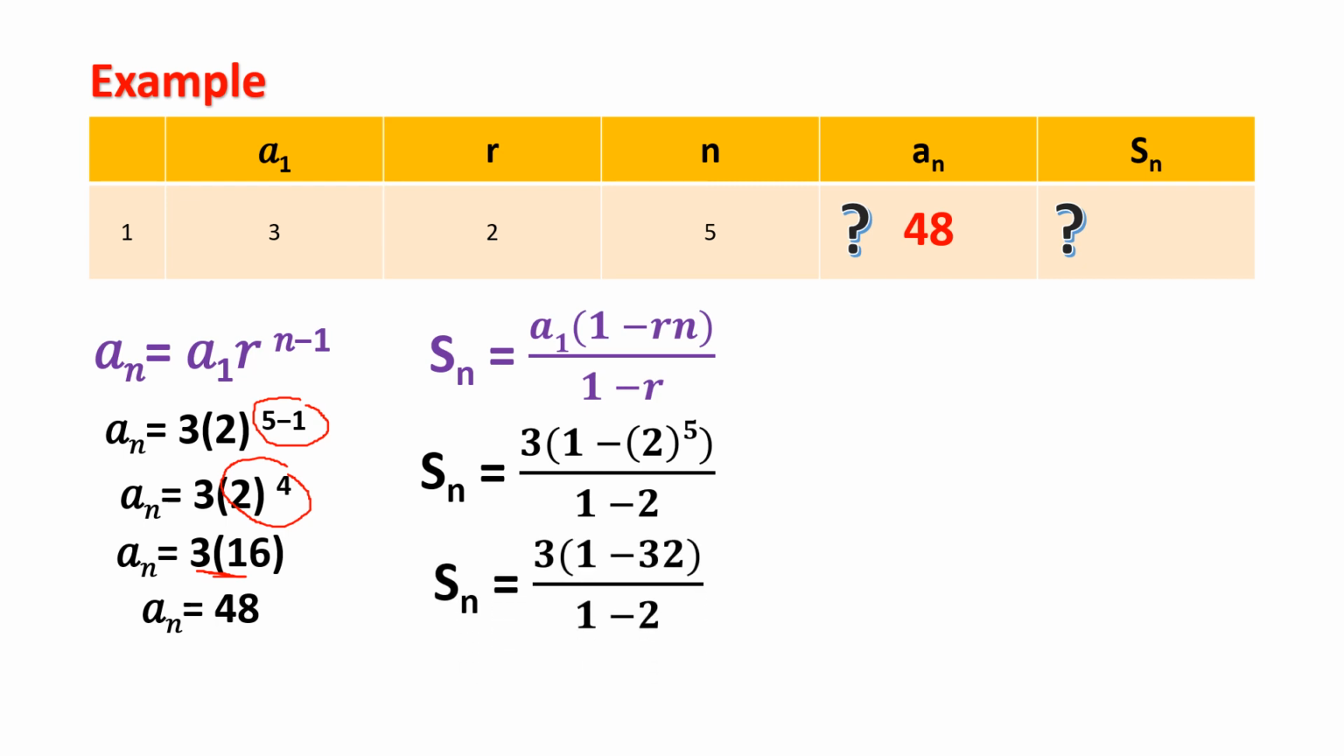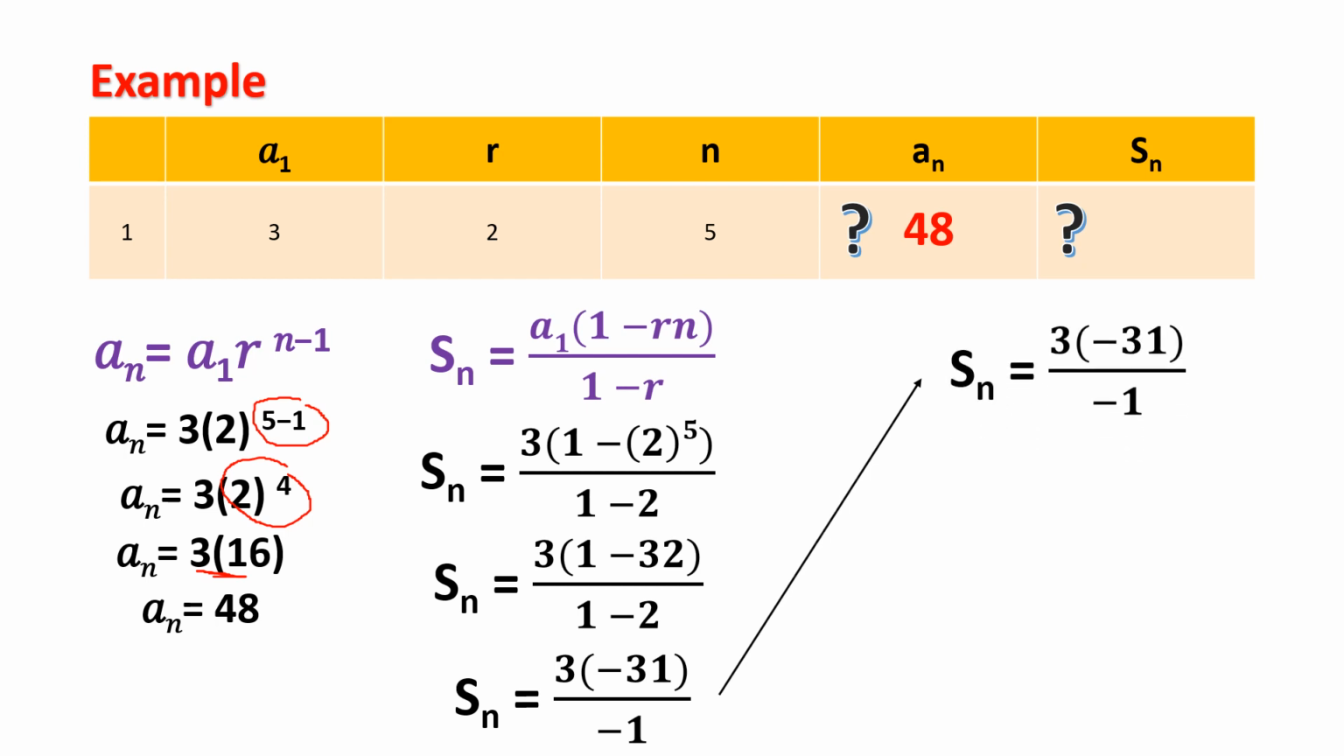Okay, so you have there 32. So 1 minus 32 is equal to negative 31. From this, negative 31 divided by negative 1, or we can also multiply 3 times negative 31. So 3 times negative 31 is equal to negative 93, divided by negative 1. Thus our signs here will be cancelled.